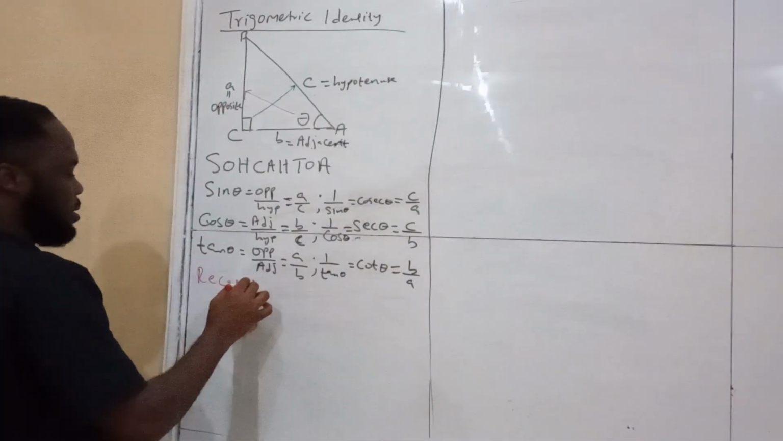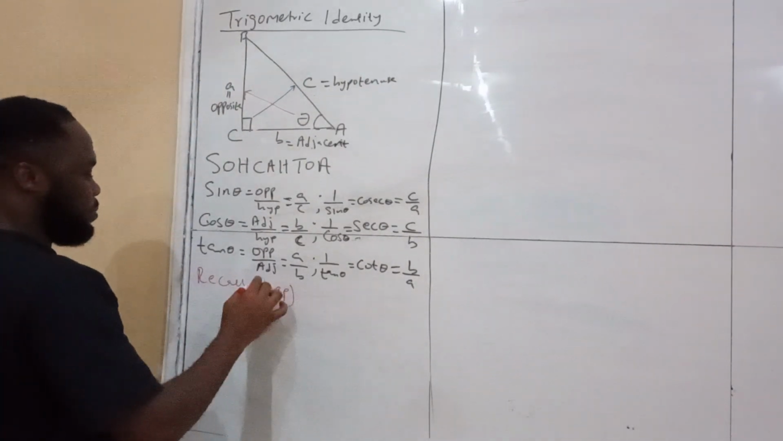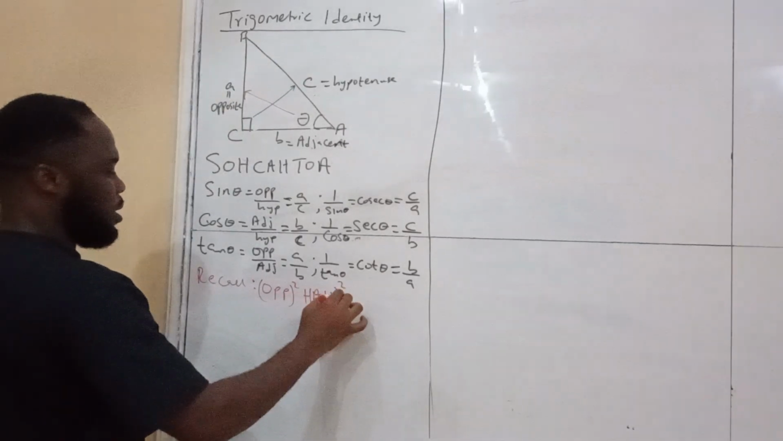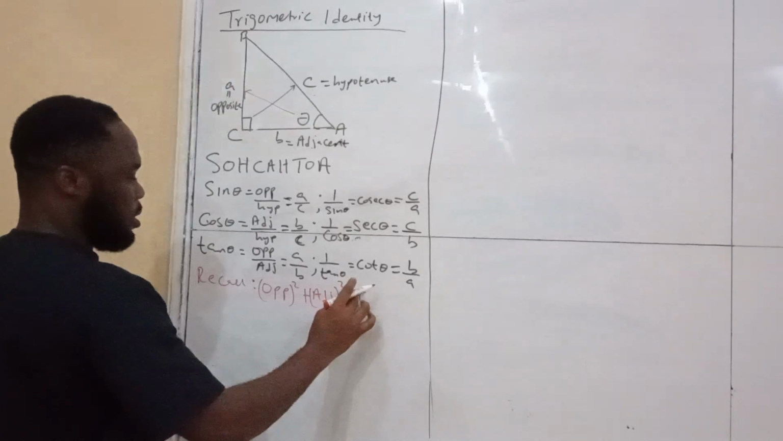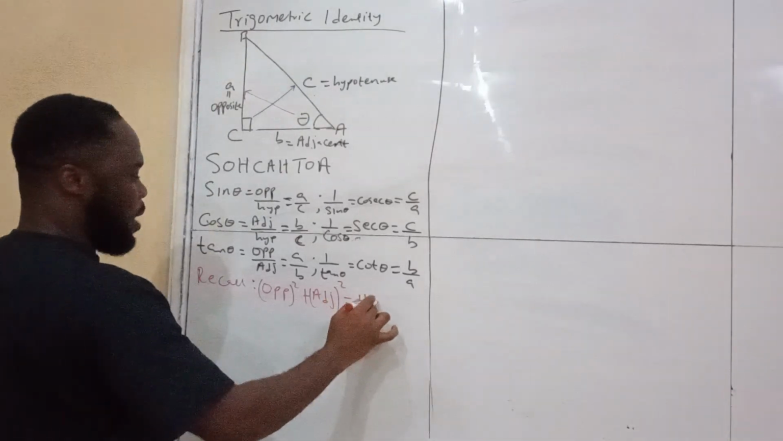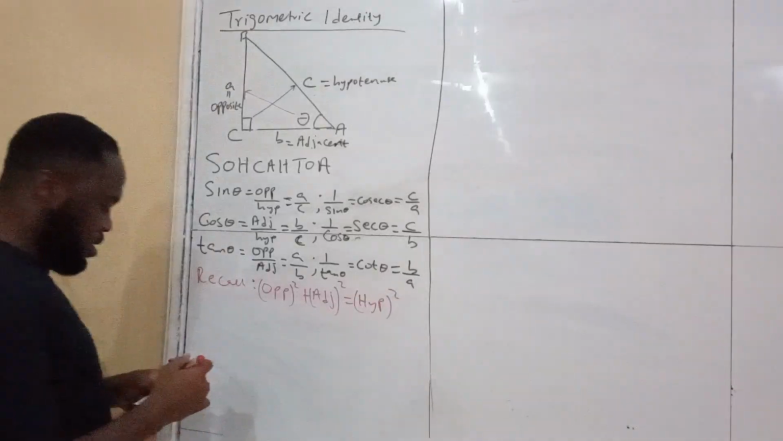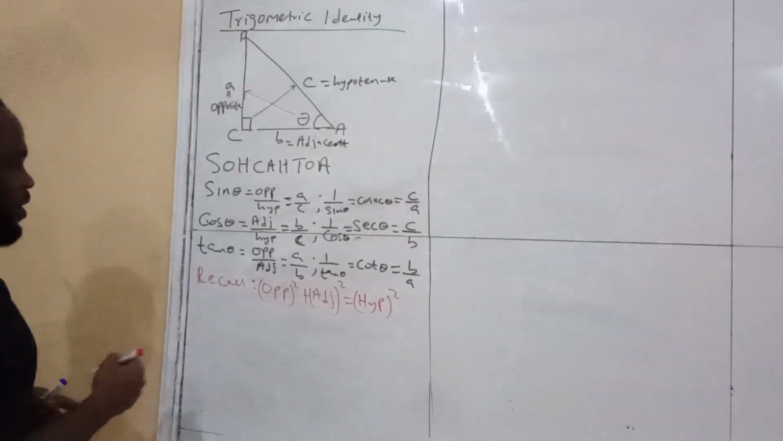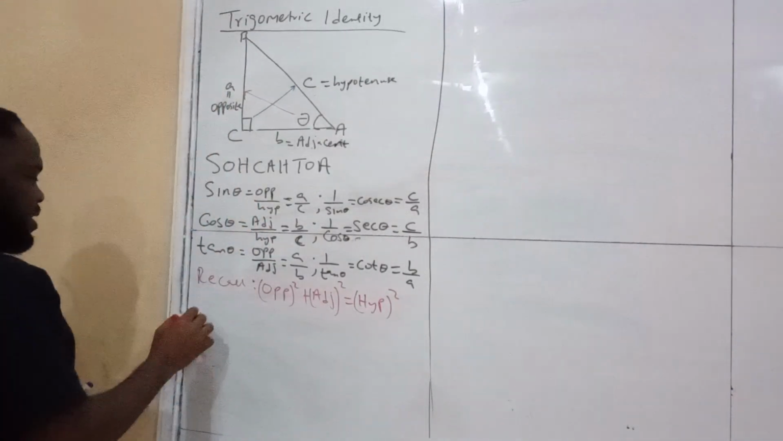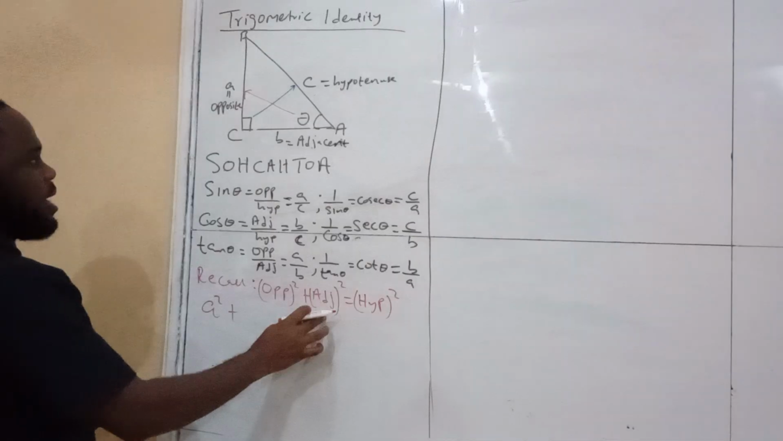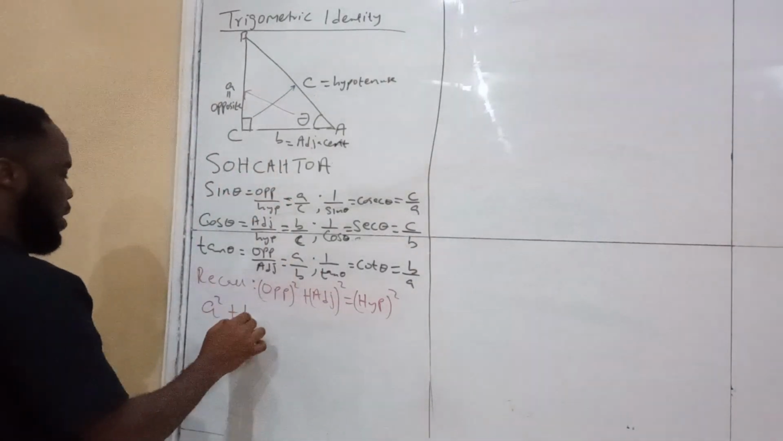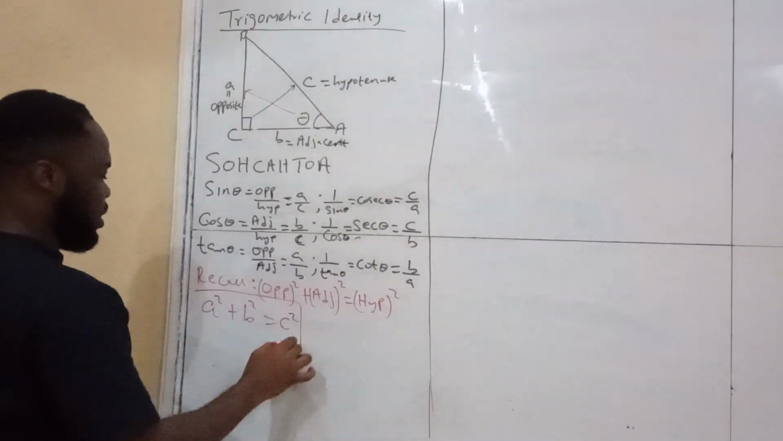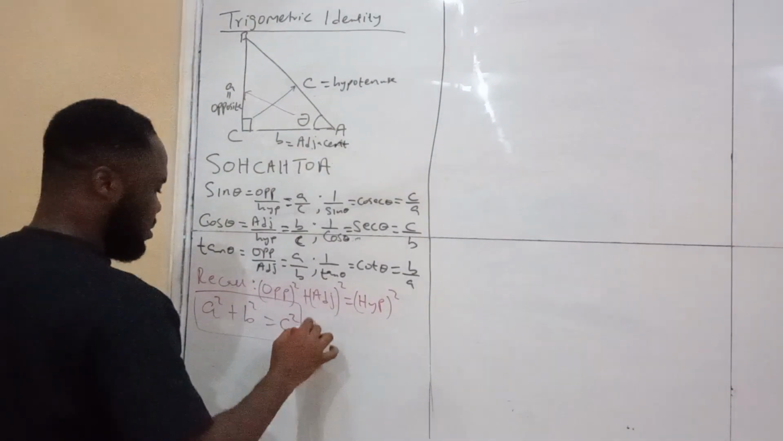that opposite square plus adjacent square is equal to hypotenuse square. And which theorem is this? We call it Pythagoras Theorem. So on that note, opposite is A. That means we have A square plus adjacent is B. We have B square, hypotenuse is C, we have C square. This is the almighty Pythagoras theorem.